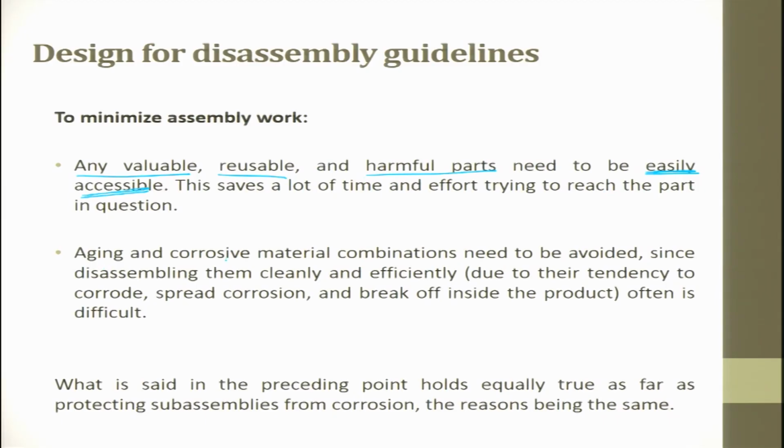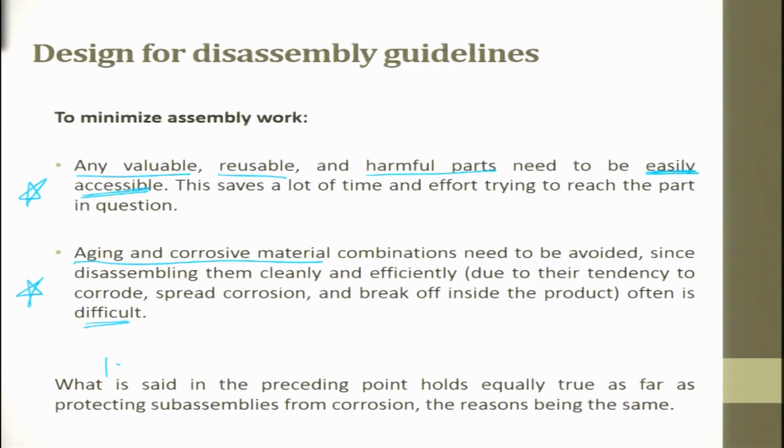Aging and corrosive material combination need to be avoided. If a material undergoes both the cycles simultaneously, it is going to be a deadly influence. So, aging and corrosive material combination need to be avoided, since disassembling them cleanly and efficiently is a big challenge, often difficult. These two are very important points. Please keep them in mind.